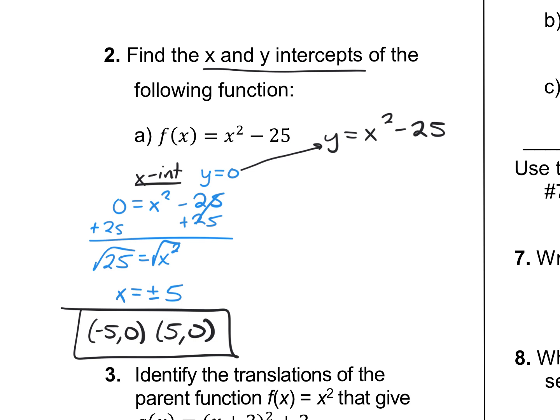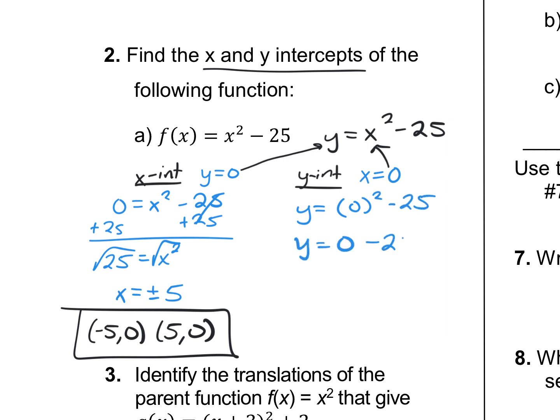Am I done with the problem? No. What else do I need to find? Y-intercept. What do I know about a y-intercept? Yep, x is 0. So I'm plugging in 0 there this time. So I have y equals 0 squared minus 25. What is 0 squared? 0, minus 25, negative 25. And then how do I write my answer? 0, negative 25. Good.